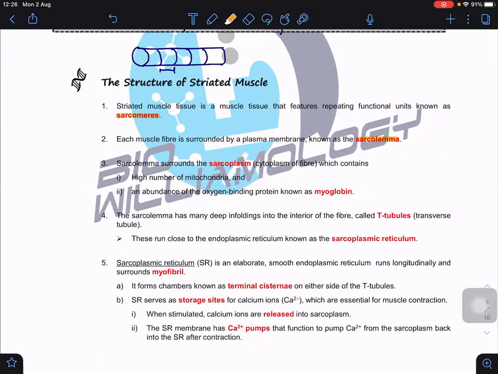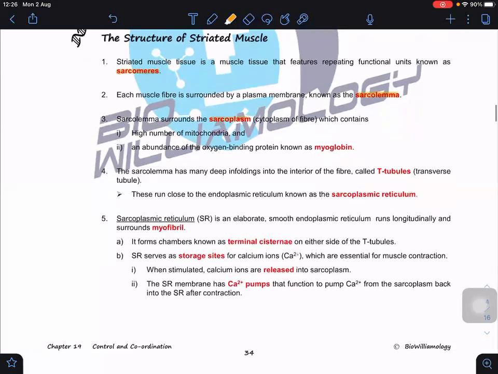muscle cells. The cytoplasm, we also give a special name. We call it the sarcoplasm, which is the cytoplasm of the fiber, or the muscle cells. There is a high number of mitochondria. This is very important because for muscle contractions, you need to have ATP. And there is an abundance of the oxygen-binding protein known as myoglobin that we learned in the AS topics. Myoglobin acts as the O2 storage.